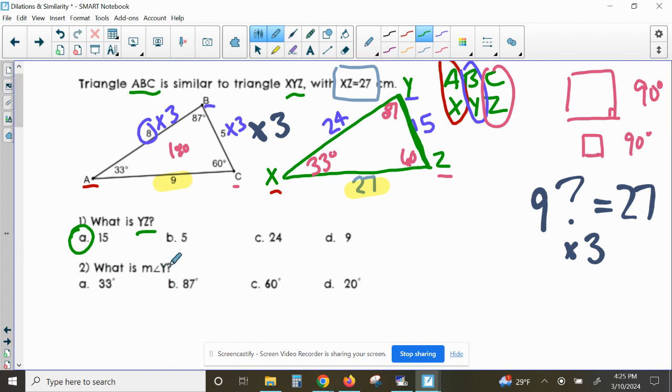What is the measure of angle Y? So I have to go and find angle Y. Angle Y is up here. And that says 87 degrees. So we're going to select 87 degrees. And remember, they could ask you any numbers. So that's why I just drew it and filled in all my information. Did not take me very long, and that way it was easy for me to answer my questions.